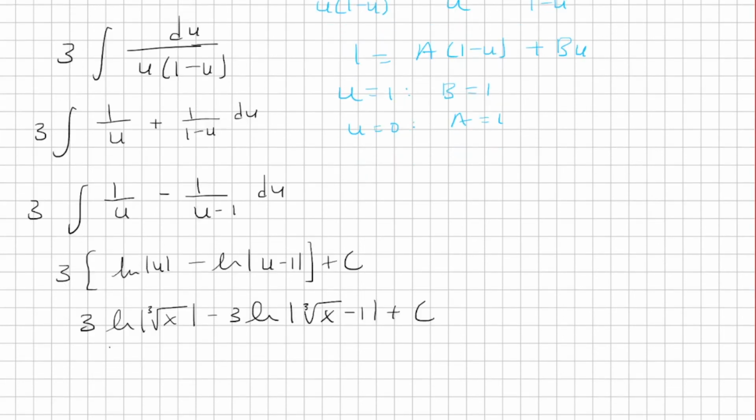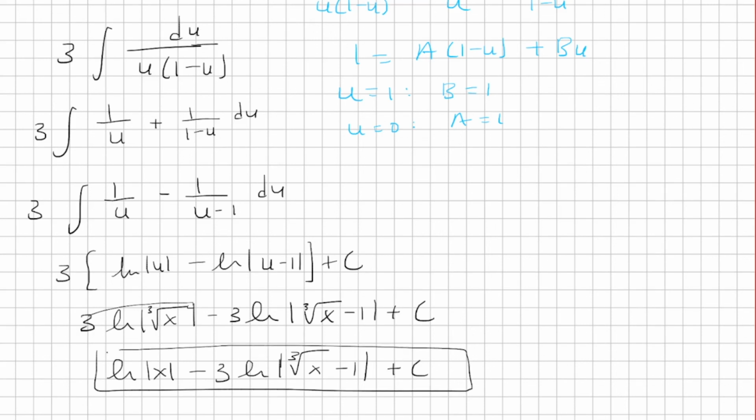Now this can be simplified. We can bring the 3 up here, and so the cube root and the cube are going to cancel each other. We get ln of x minus 3 ln of cube root of x minus 1 plus c. And this is my answer.